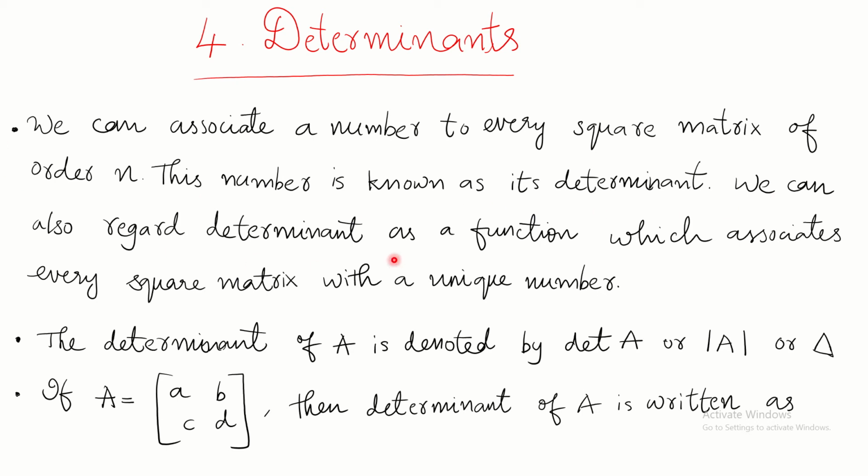We can also regard determinant as a function which associates every square matrix with a unique number. So every square matrix will have a unique number. The determinant of A is denoted by det A, that is det capital A. A should be capital. Or you can write capital A along with two vertical lines.